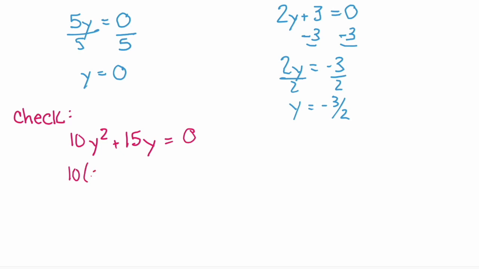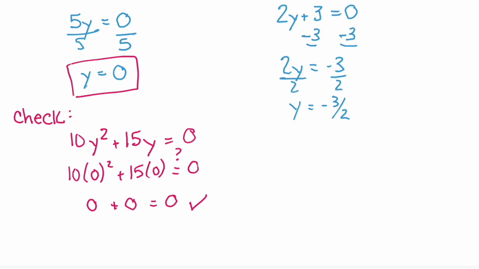So 10 times 0 squared plus 15 times 0, does that equal 0? Well, 10 times 0 squared is 0, and 15 times 0 is 0. Is 0 plus 0 equal to 0? Yes. So we know that y equals 0 is a solution because it checked.